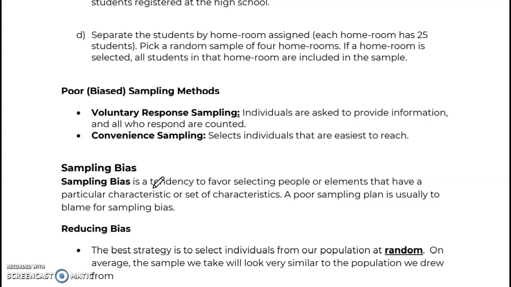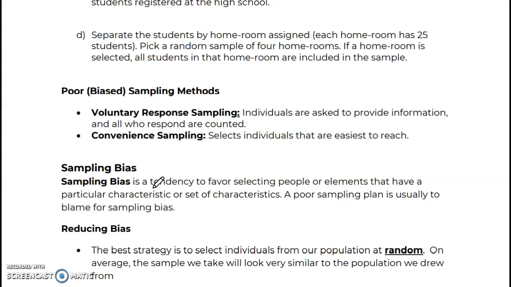So one is the voluntary response sample, where individuals are asked to provide information and all who respond are counted. So this could be an internet poll. You're working on your computer, all of a sudden there's a poll and it asks you, how do you feel about the election? How do you feel about Social Security? Or maybe some other sensitive topic. And generally you will have people who feel very strongly about the subject. They're the ones that are going to be responding. So you may have 100,000 people respond to a survey, and yet you end up with very biased results.